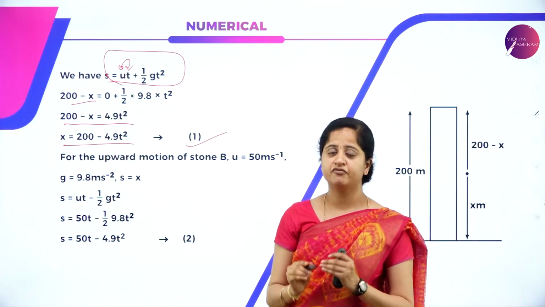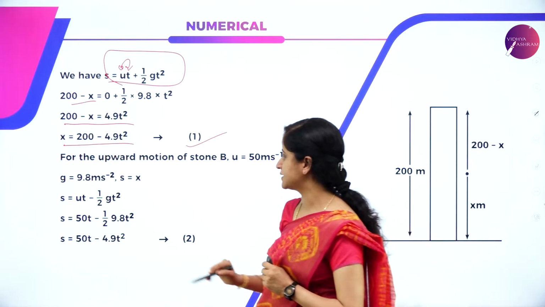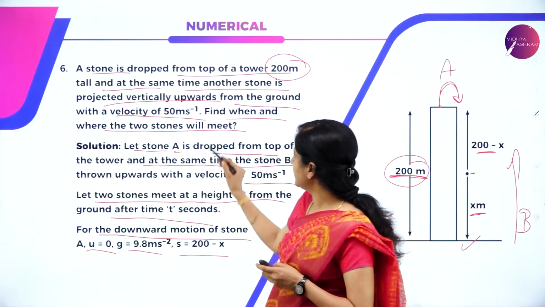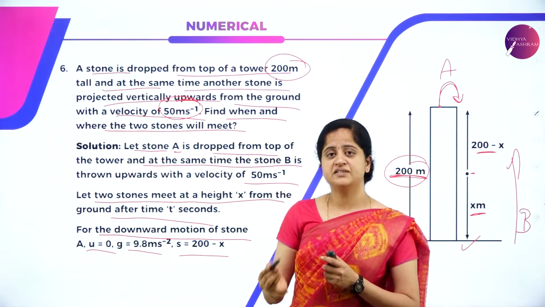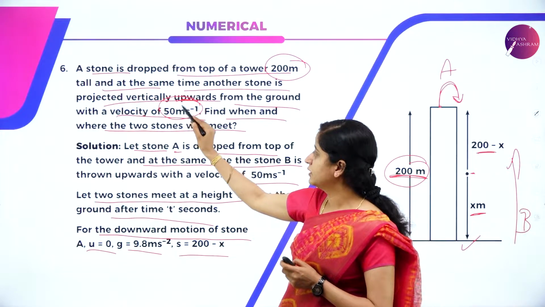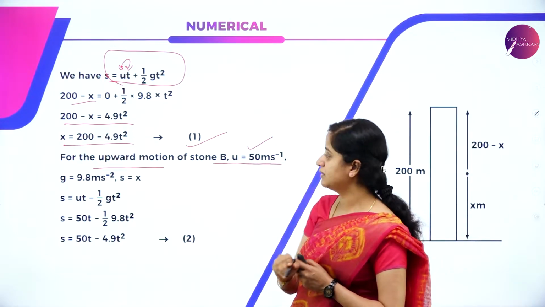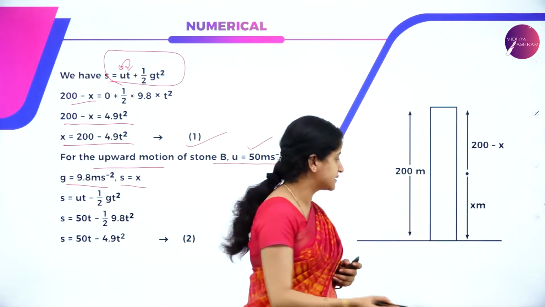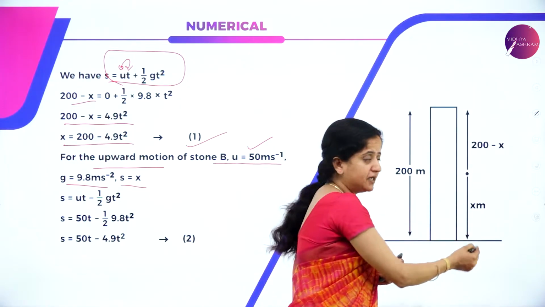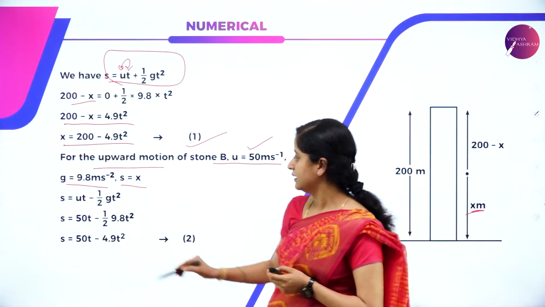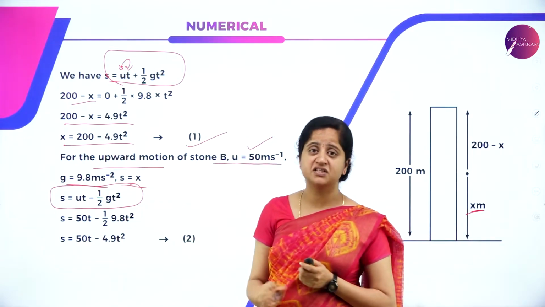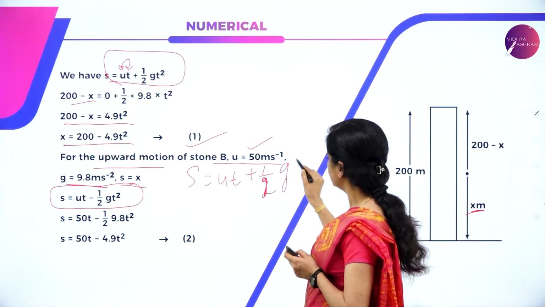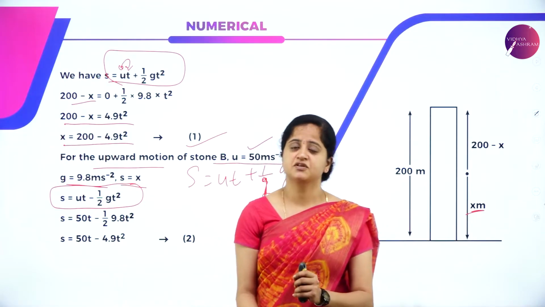Let us now analyze the same for stone B, which is thrown vertically upwards. For the upward motion of stone B, u is 50 meter per second, as given in the question, and g is 9.8 meter per second square, and s is equal to x, because the height from the ground at which they meet is x meter, as we considered. Again we have s is equal to ut plus half gt square as the kinematic equation. Here the stone is projected vertically upwards.